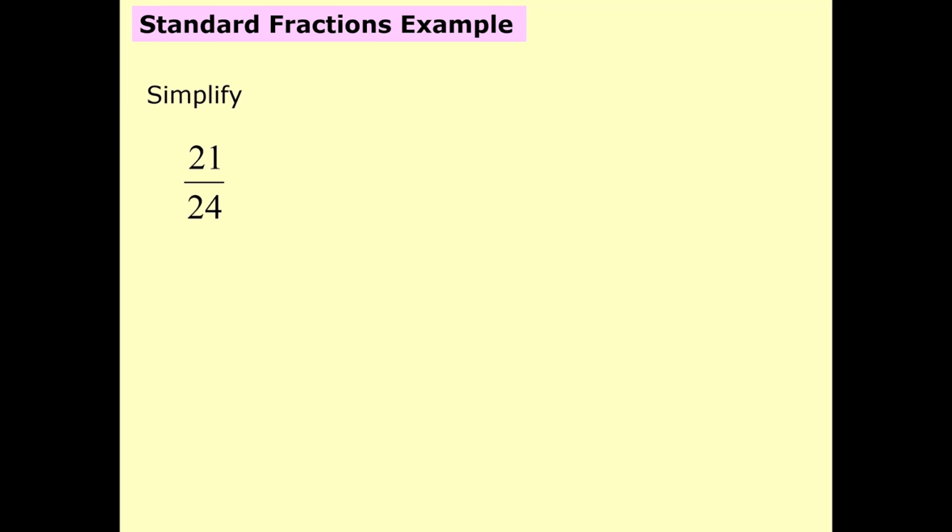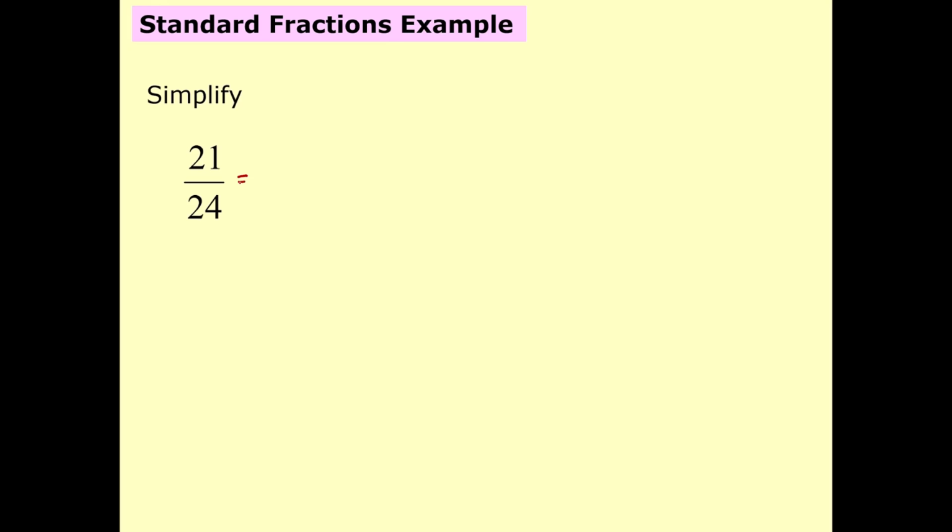I'm sure you could go straight ahead to simplify this, but let's break it down and really understand what is happening when we are simplifying it. So for 21 and 24, we're thinking about a number that will divide evenly into both 21 and 24. And I'm sure you know it already, and it's 3.